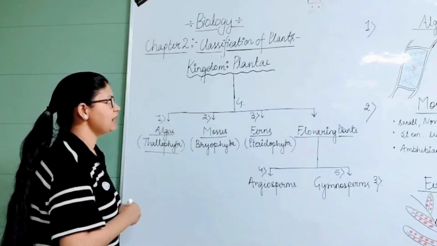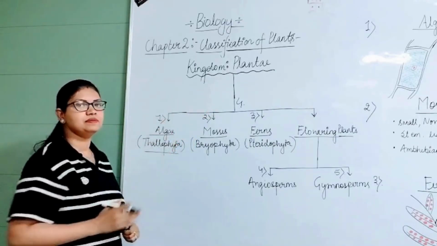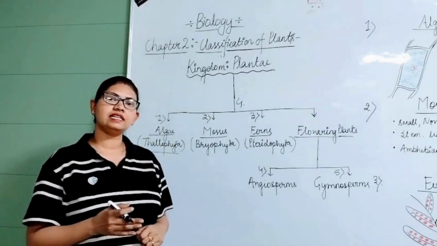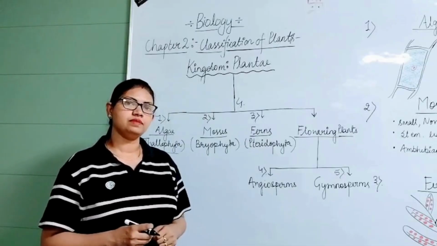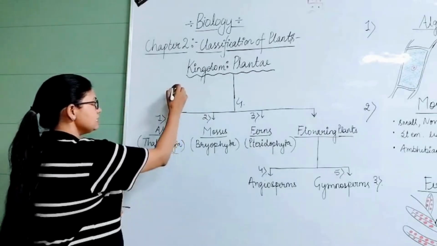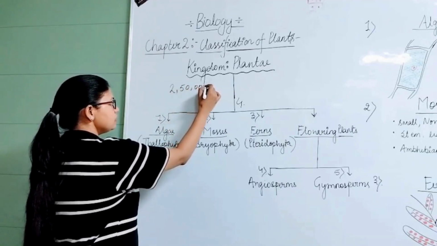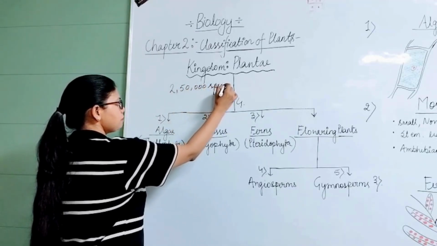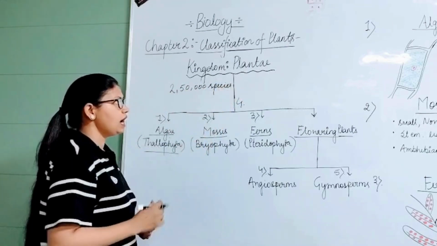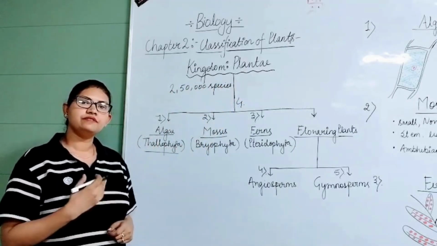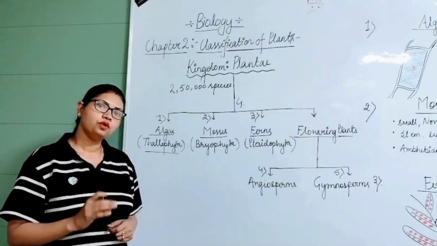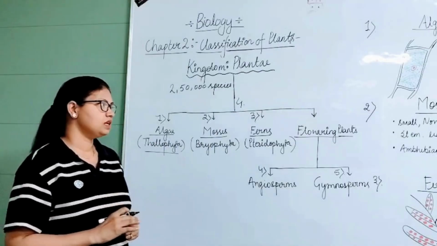That is kingdom Plantae. This kingdom is basically the second largest kingdom of all 5 kingdoms because it consists of approximately 250,000 species. Okay, and this kingdom Plantae is further categorized into 4 main subgroups.